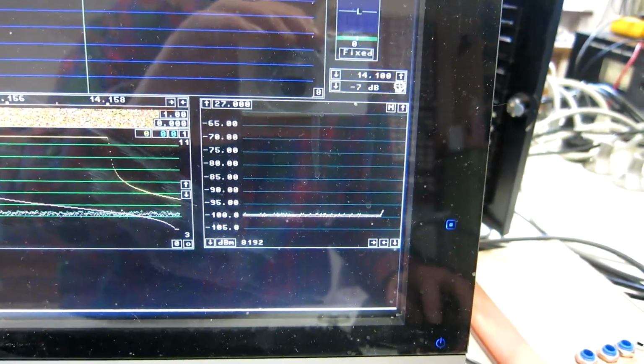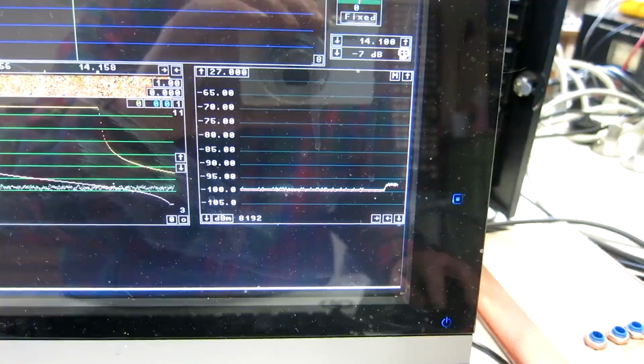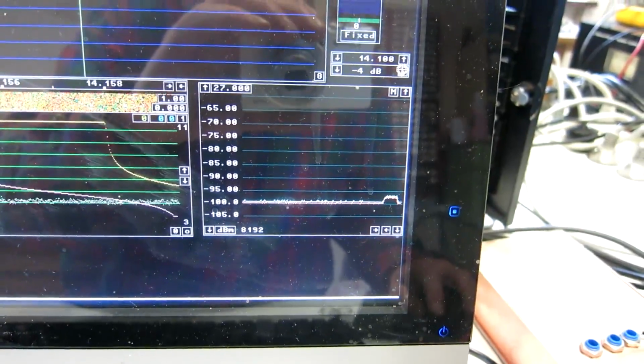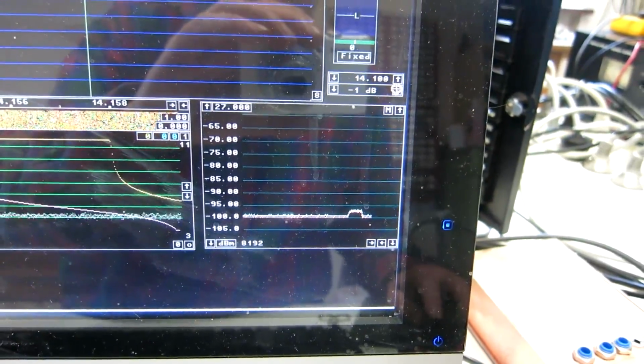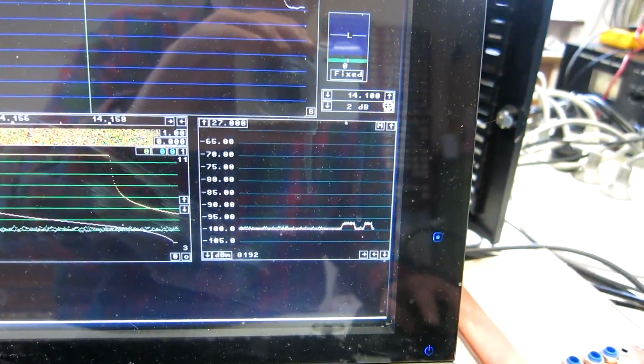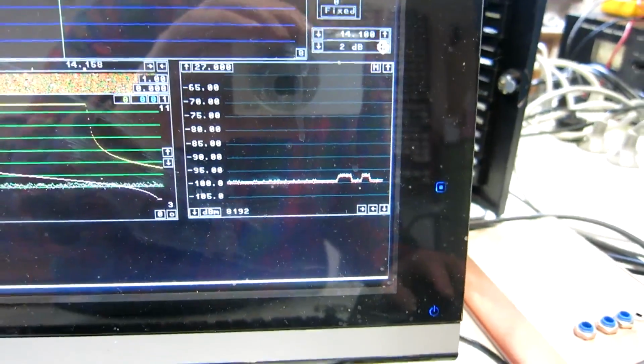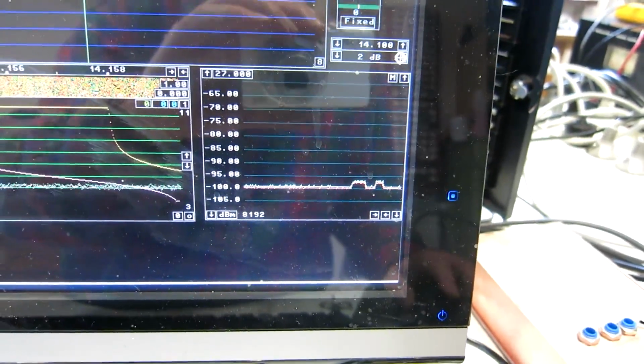You can see the noise floor goes up on the S meter, and then it goes down, and it goes up, and it goes down. And it's the same in both channels, blue and red on the screen here.